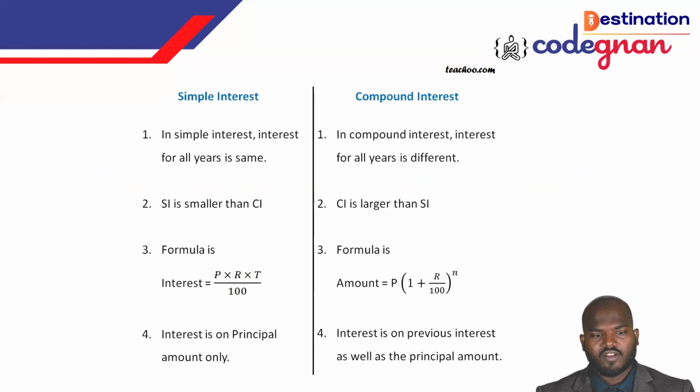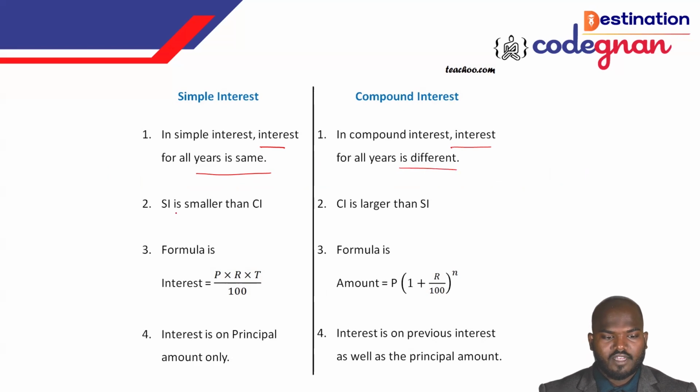Okay, so going to the difference between simple interest and compound interest. We just want to learn something here. There is simple interest and compound interest. You see this one, the interest for all the years is the same. But coming to compound interest, the interest for all years is definitely going to be different. So we will say that simple interest is smaller than CI. Yes, I told you, right? And compound interest is much larger than simple interest.